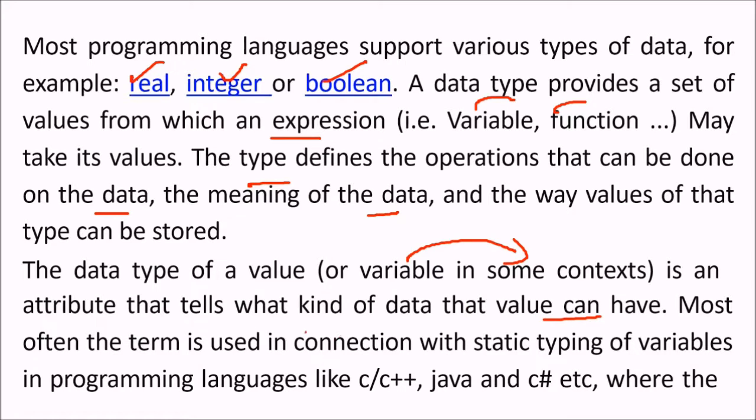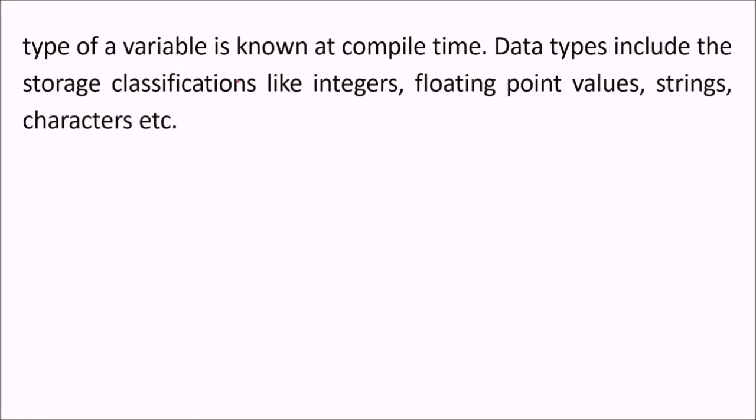Most often the term is used in connection with the static typing of variables in programming languages like C, C++, Java, C#, etc., where the type of a variable is known at compile time itself. Data types include storage classifications like integer, floating point values, strings, characters, etc. Character and integer are similar internally.